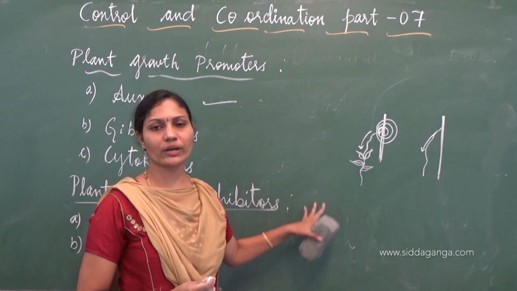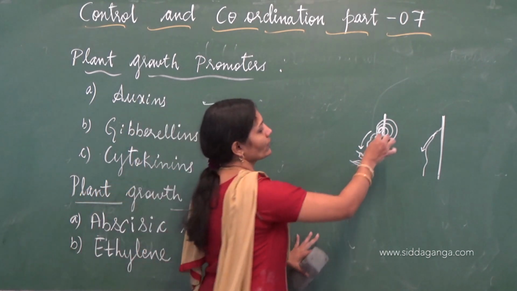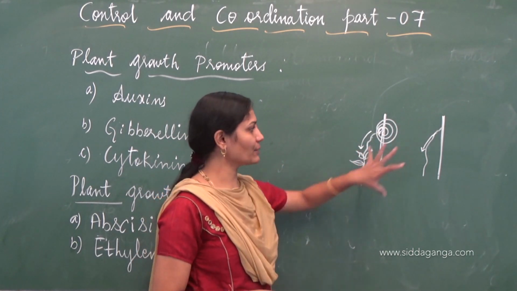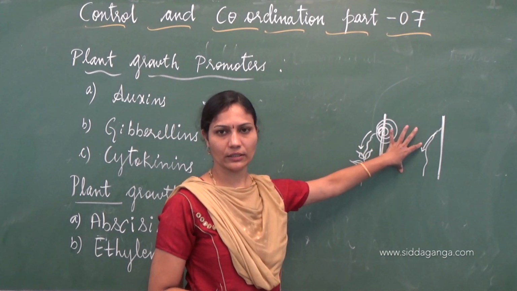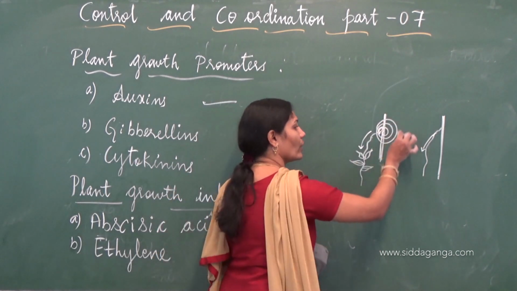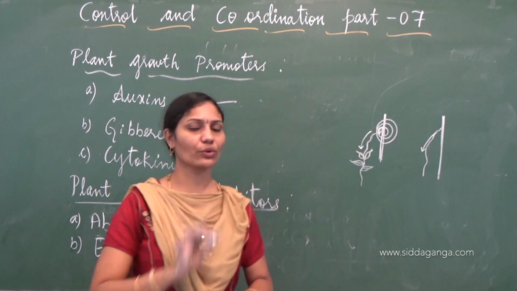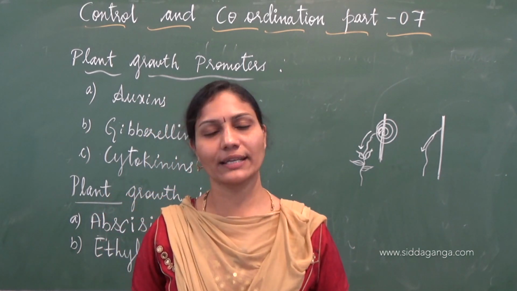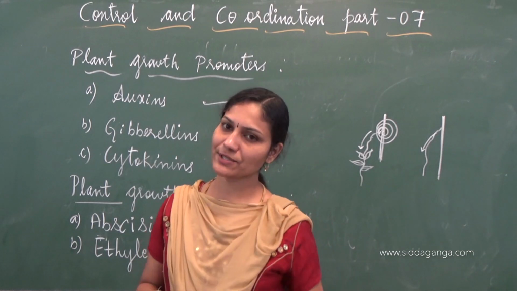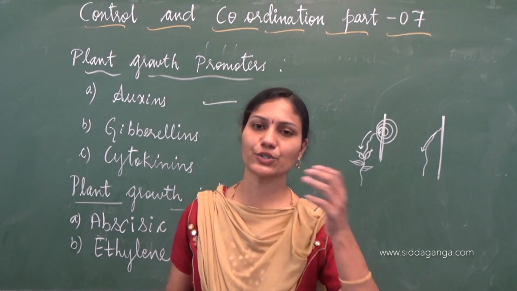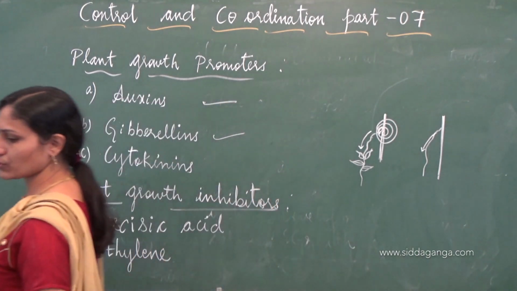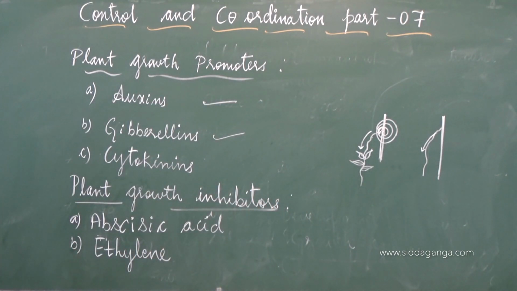As it diffuses towards the free end of the tendril, the growth here is slower when compared to this. At the tip, the growth is slower. So they tend to coil around the support. So this is the role of auxin. It helps plants to grow, it helps cells to elongate. Gibberellins also have a similar role, but gibberellin helps in growth of the stem.